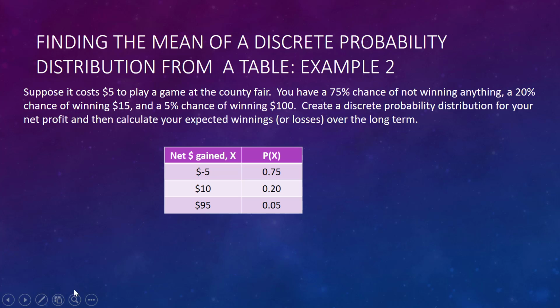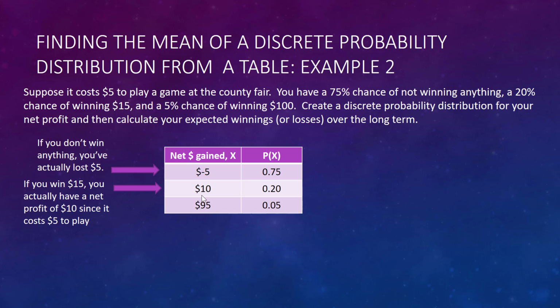So here we can see that I've organized this into a discrete probability distribution. Where did this -5 come from? Well, it costs $5 to play the game. So if I win nothing, that means that I've actually lost $5. Then you might think that you would expect to see $15 on the table, but you can see here you only see 10. And the reason is if you win $15, since you already paid $5 to play the game, your net profit is only $10. Likewise, if you win $100, your net profit is $95.